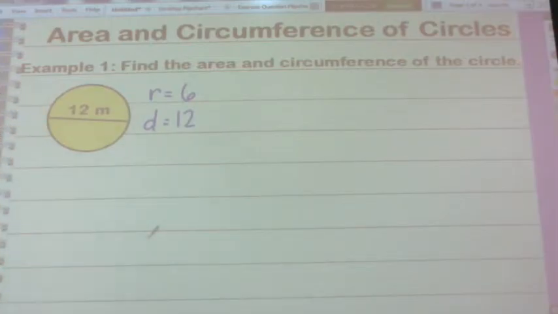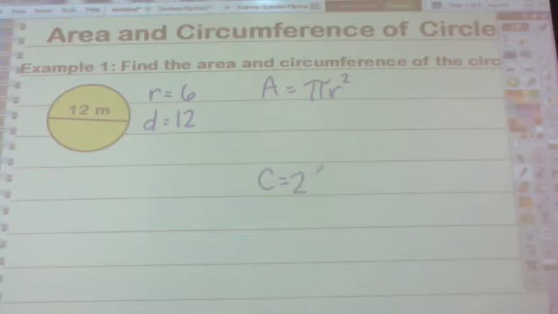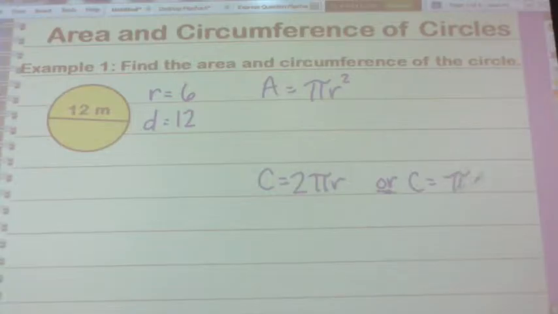So we know the formula for area of a circle is pi r squared, and the formula for circumference, there's actually two of them. So area is pi r squared, and circumference is 2 pi r, or circumference is pi times diameter. So let's talk about area first, since it says find the area first. The area is pi times whatever the radius is squared.